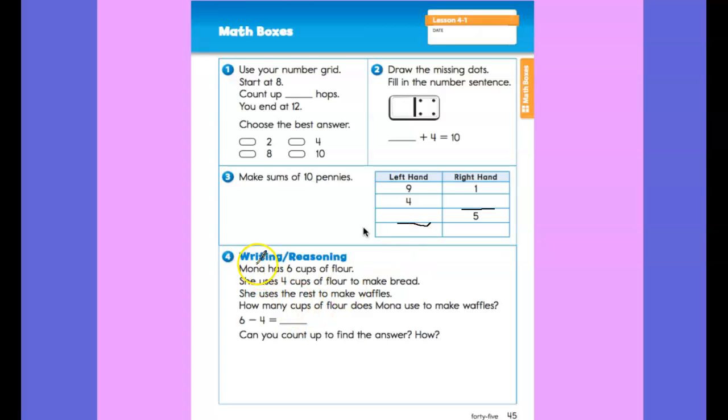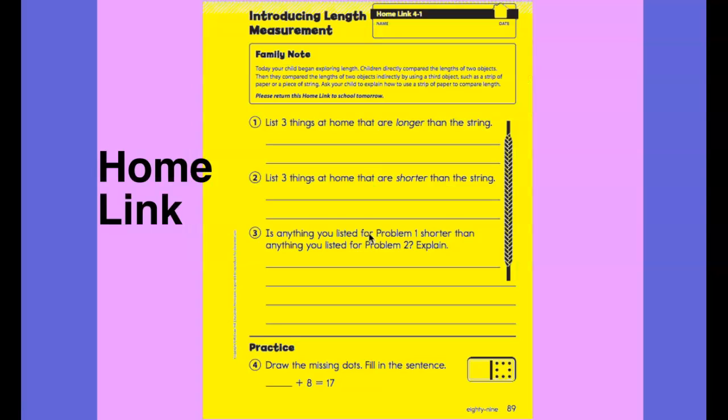And then the last one, it says Mona has 6 cups of flour. She uses 4 cups of flour to make bread. She uses the rest to make waffles. How many cups of flour does Mona use to make waffles? It says 6 minus 4 equals blank. And then it wants to know, can you count up to find the answer? And if so, how?